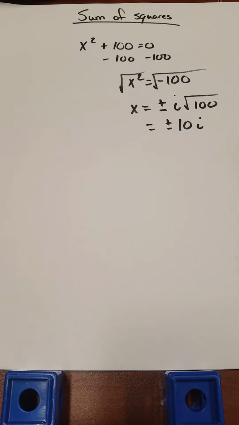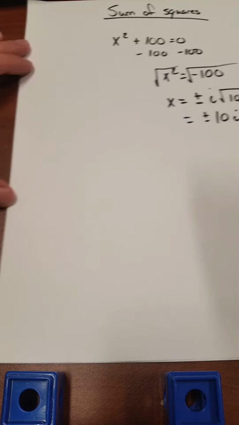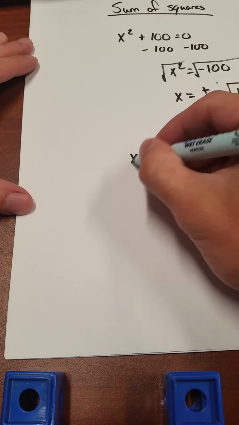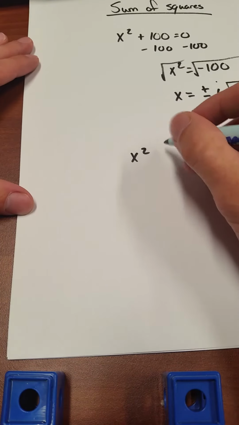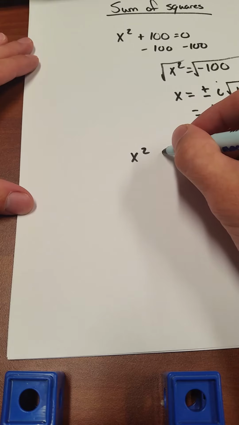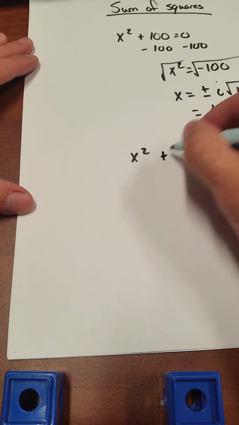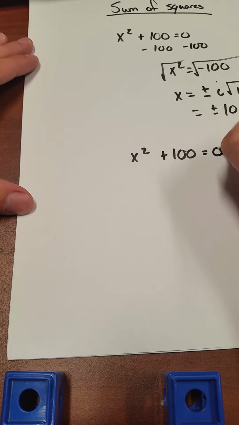This is the way that we would solve it by using square roots. They want us to show you how to solve it by factoring. So here's how you would solve this thing by factoring. You've seen difference of squares before, where two perfect squares are being subtracted and you can figure out how to solve those. This is something different. It's called sum of squares. So let's just say it's x squared plus 100 equals 0.